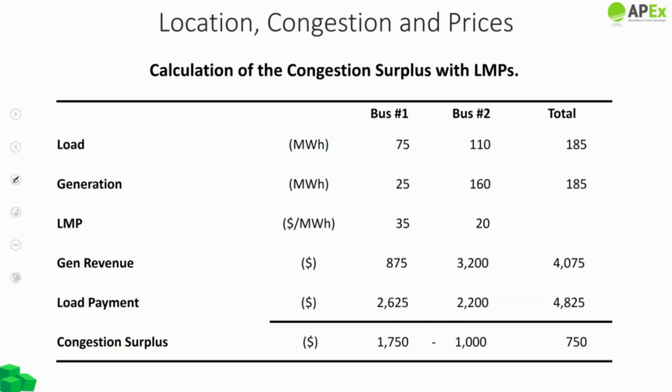Let's understand this with the help of an example. In this typical example, there is a congested transmission line between bus 1 and bus 2. This congestion leads to different locational marginal prices at the two buses. There is 50 megawatt of flow from bus 2 to bus 1, as load at bus 1 is 75 and generation is only 25. At bus 1, the load is 50 megawatt greater than the generation, while at bus 2, the load is 50 megawatt less than the generation. This creates a directional flow of power from bus 2 to bus 1.